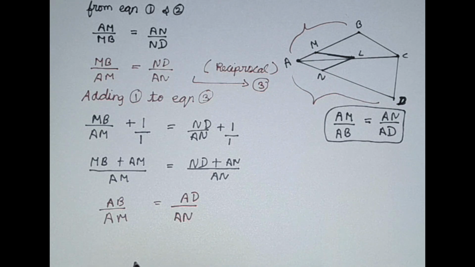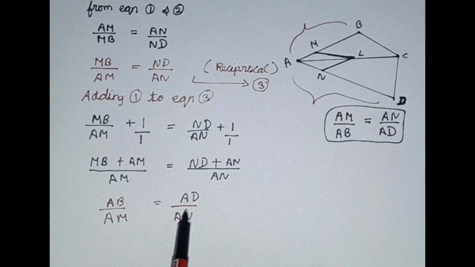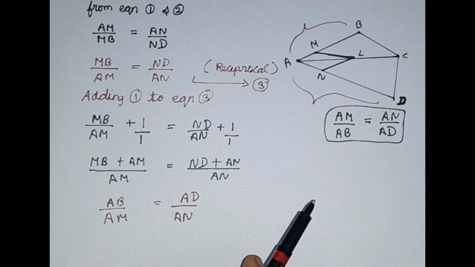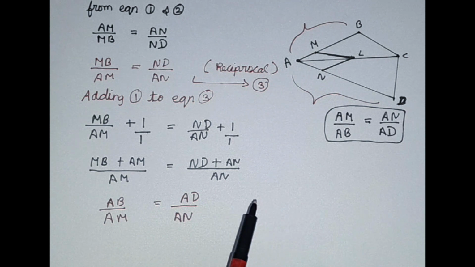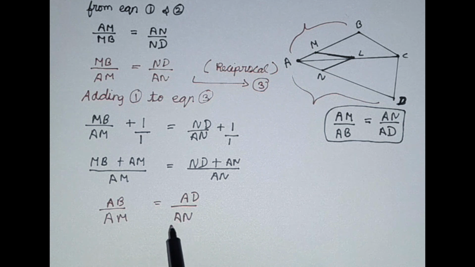So now we got something like this. Again, now we got a value. Am I right? Now let us compare it with the question. MB by AM, AM by AB, and ND by AN, AN by AD. When we compare, they are upside down, the other way around.